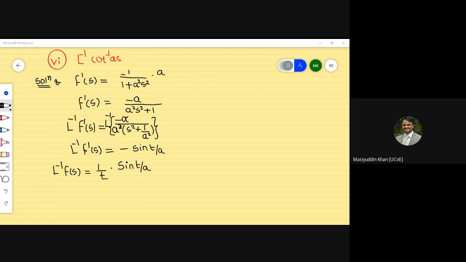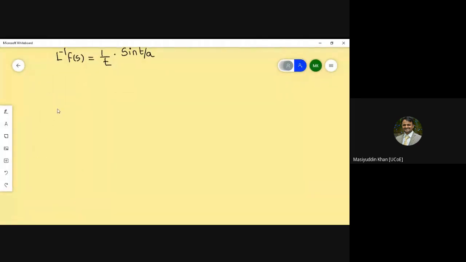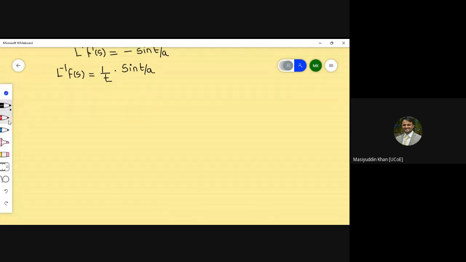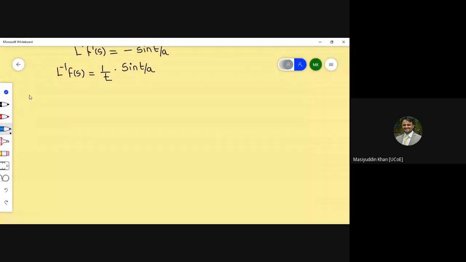What about others? Please comment. Okay. Now, moving to the next topic, the next method we have to see, that is the convolution theorem.